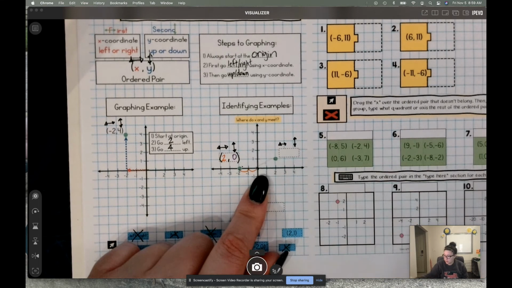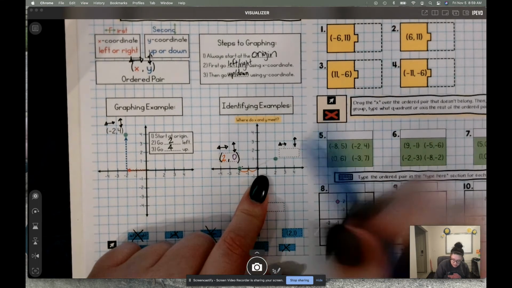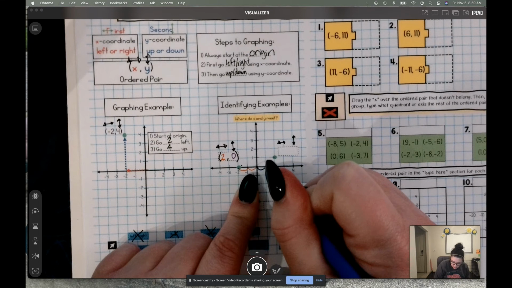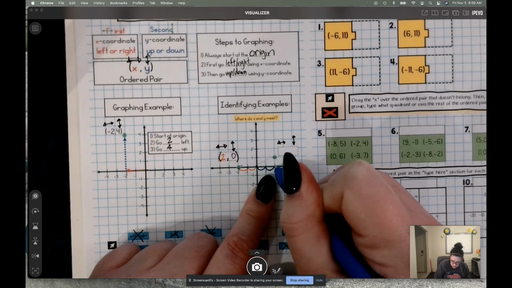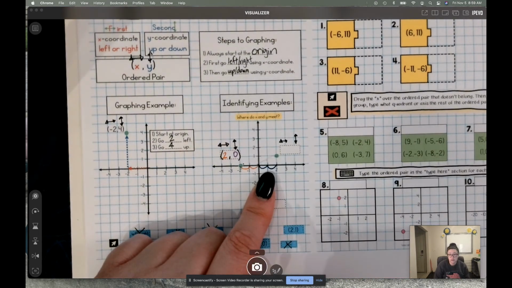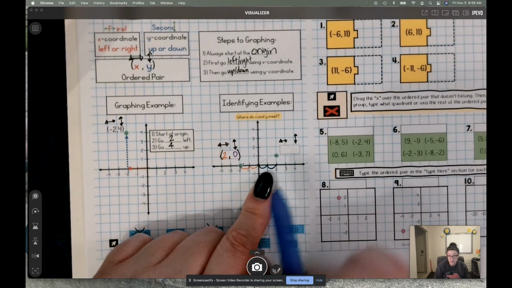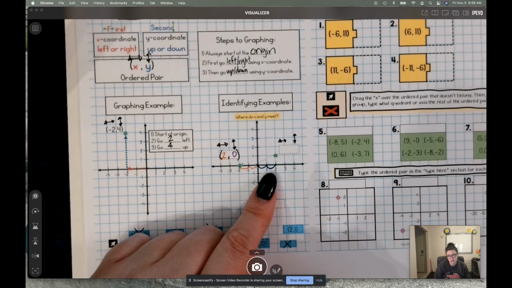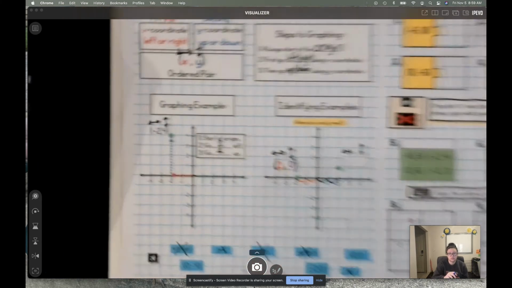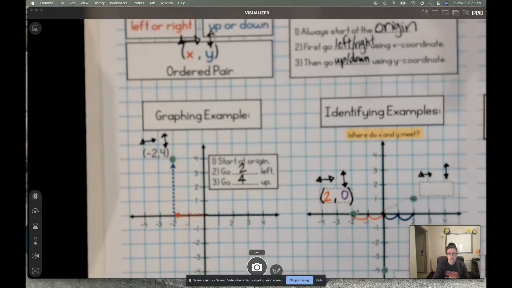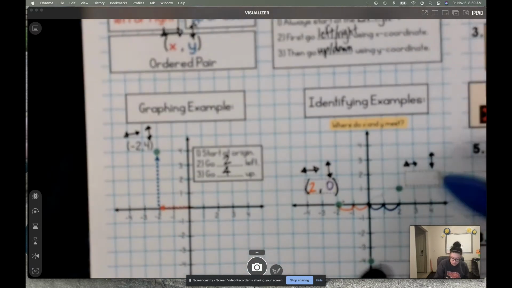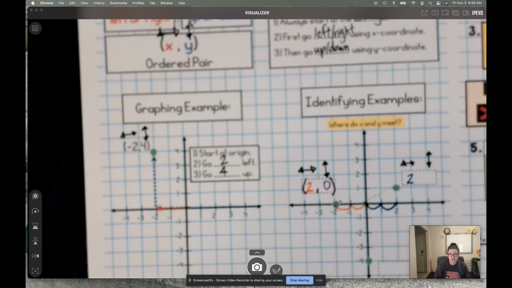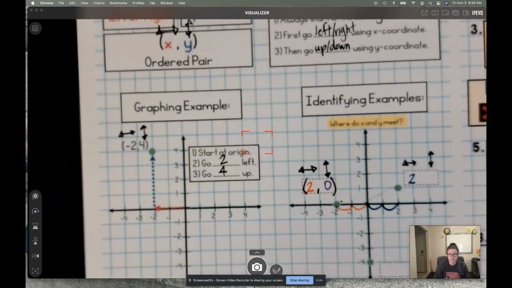So to get to this point, how many spaces did we have to go over? 1, 2. We went over 2 spaces to get to the same level as that dot. Is that going to be a positive 2 or a negative 2? Positive 2. It's going to the right. The right is the positive direction, so that's going to be a positive 2.